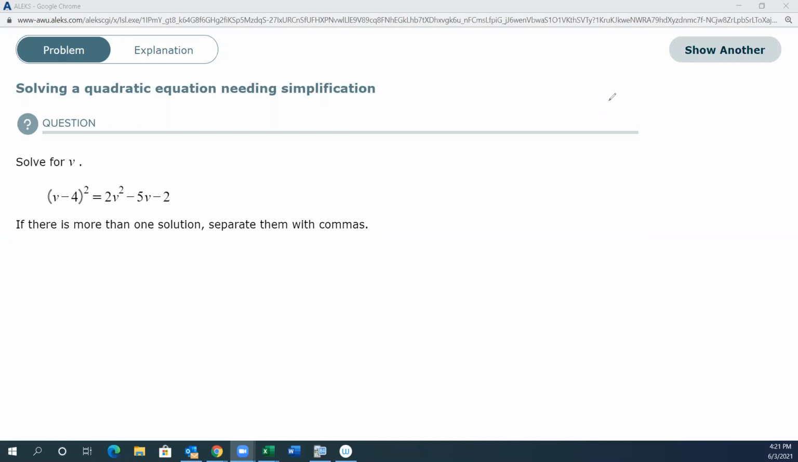Okay, on this one, well, it turns out what we got to do is multiply that out. Okay, so that'll be v squared. Remember, it's v minus 4 times v minus 4. So you have to multiply it out the long way, dance it out. So it's going to be v squared minus 8v plus 16, as it turns out.